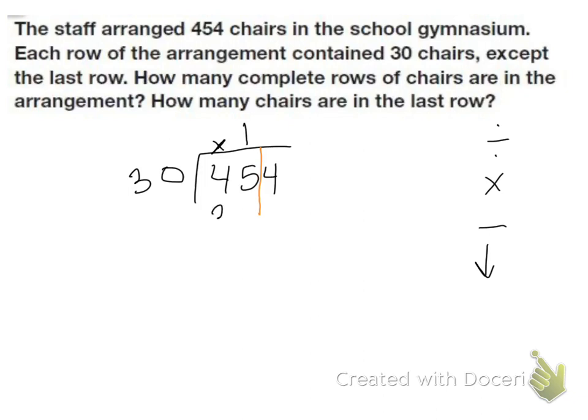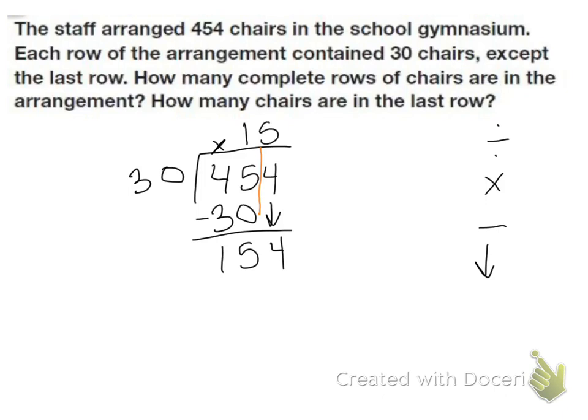30 times 1 is 30. I subtract, I get 15 left over, and I bring down the 4. Okay, so I'm going to divide 154 by 30. One way we can check is I can cover up this 4 and the 3, and I can think, 15 divided by 3 is how much? Well, 15 divided by 3 is 5. So 154 divided by 30 is going to be 5.